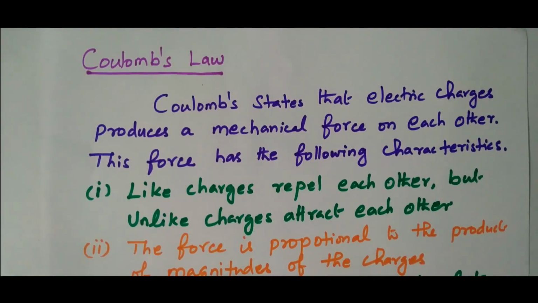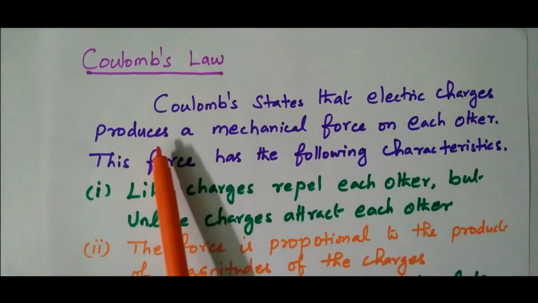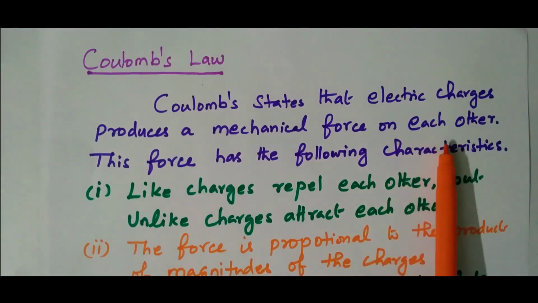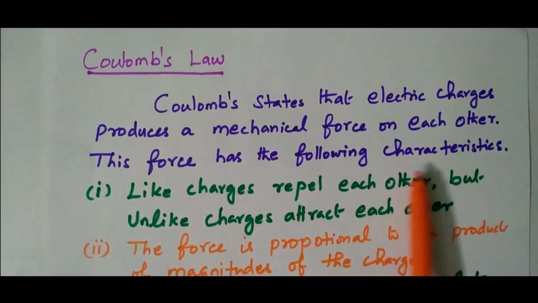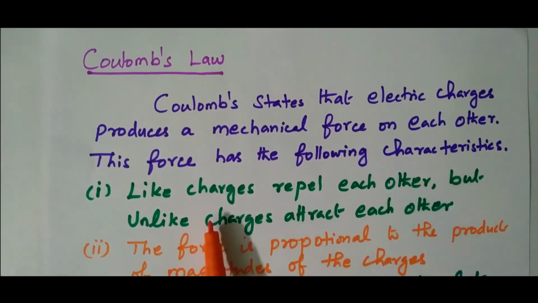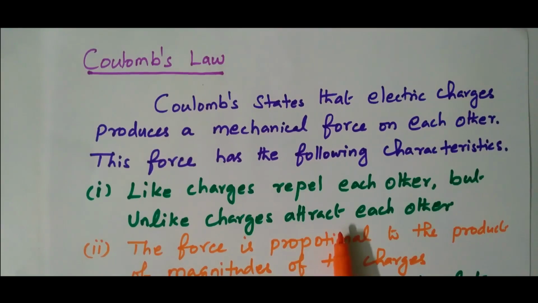Coulomb states that electric charges produce a mechanical force on each other. If two charges are placed at a distance, then a force will be developed on each other. The expression for this force and its characteristics was given by Coulomb's law. First we'll see the characteristics. Like charges repel each other, but unlike charges attract each other.